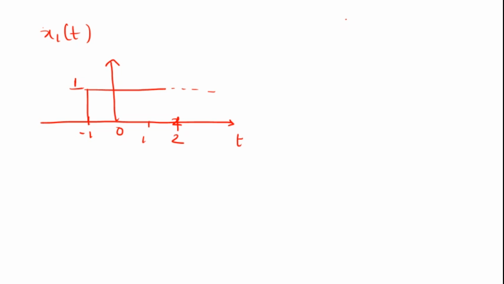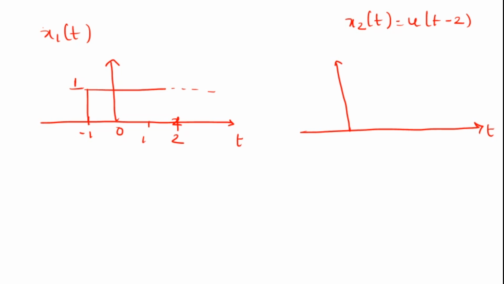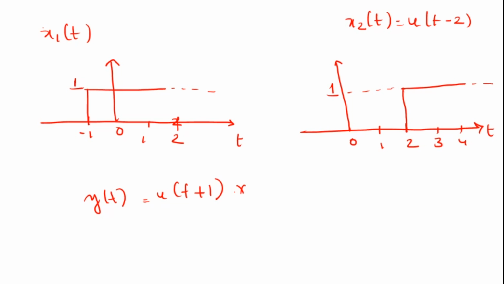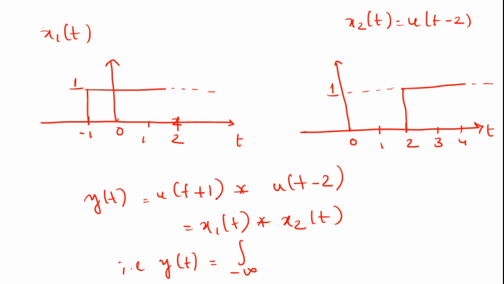Then x2 of t is equal to u of t minus 2. That means I have to draw the signal from plus 2 with amplitude 1. This is x2 of t. Then y of t is equal to u of t plus 1 convolution with u of t minus 2, which is equal to x1 of t convolution with x2 of t. That is y of t is equal to integration minus infinity to infinity x1 of tau into x2 of t minus tau into d tau.